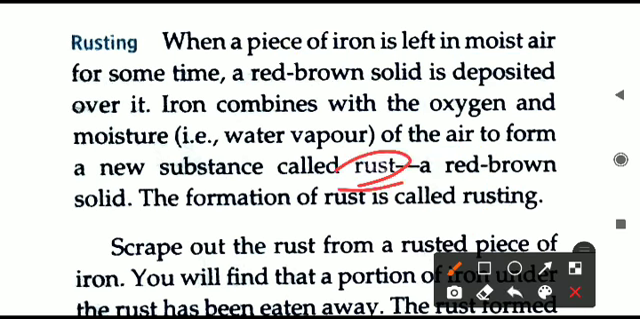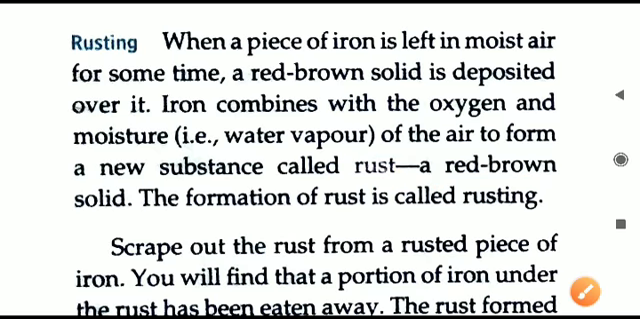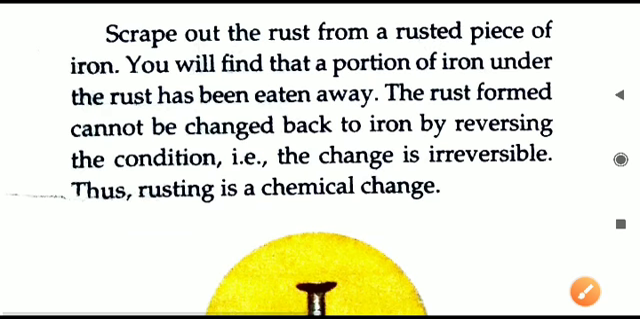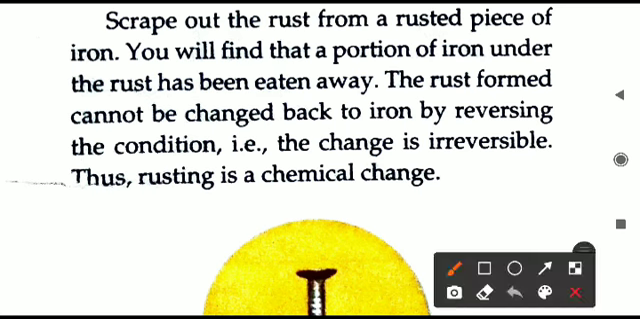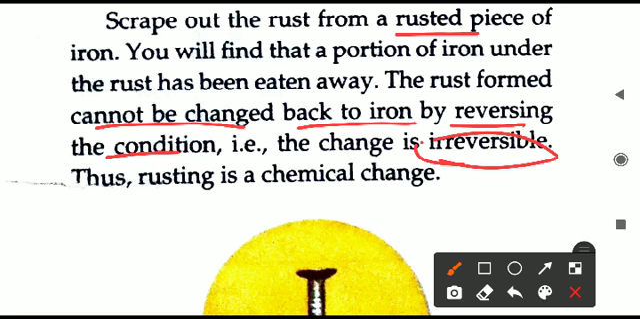So rusting is the deposition of a red brown solid on iron objects due to the presence of oxygen and water vapor in the surroundings. But we cannot convert this rusted metal into the original matter again. It cannot convert into pure iron again. We can prevent rusting, but we cannot reverse this reaction. Once rusting has taken place, it cannot be changed back to iron by reversing the conditions, and hence it is irreversible. Because of this reason only we can say rusting is a chemical change.